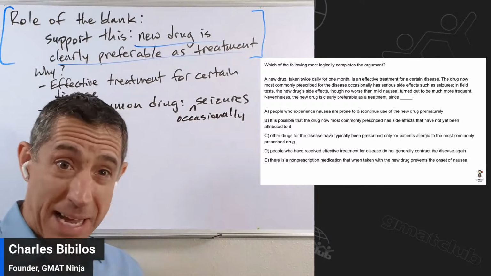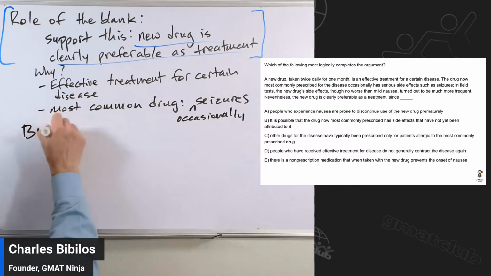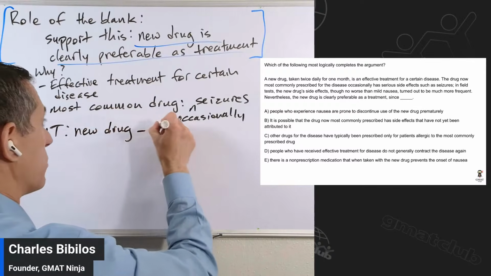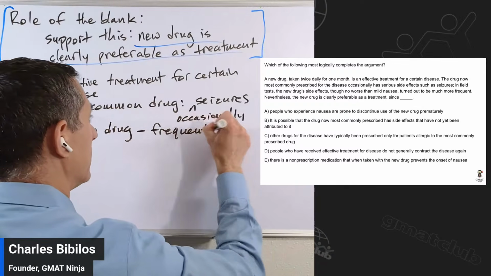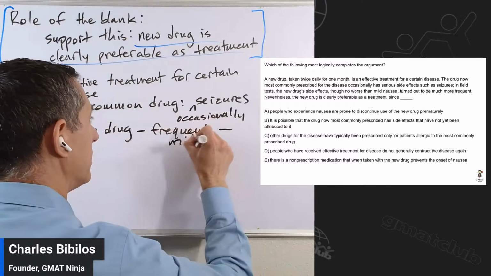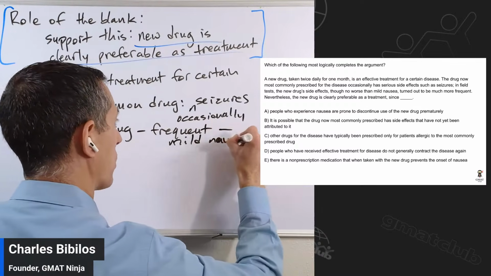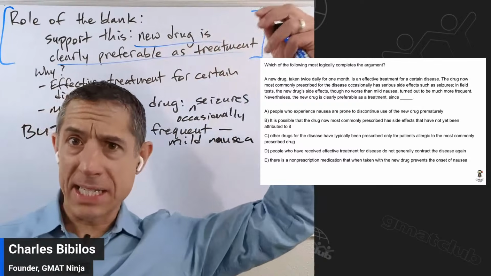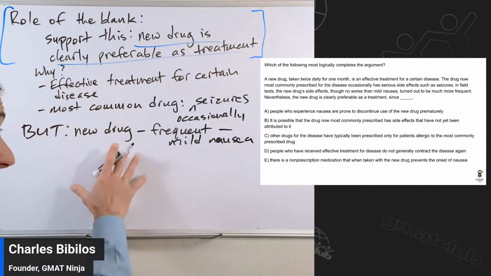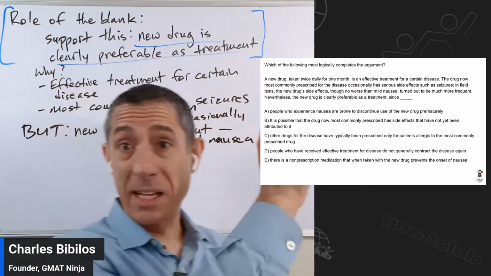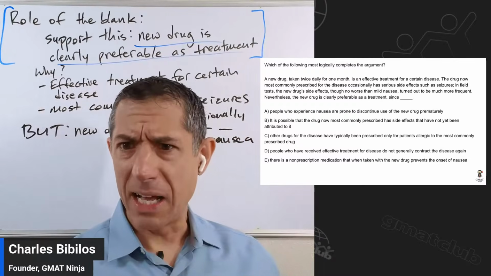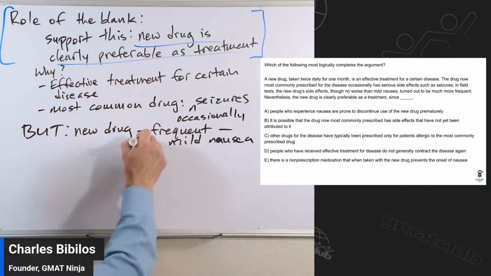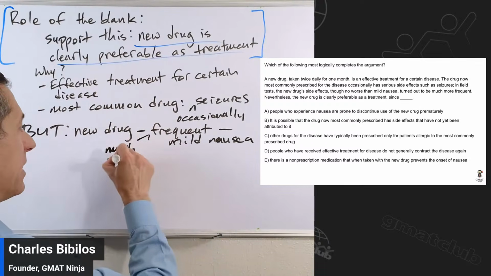And then the other part of this passage is there's a but. This new drug has more frequent side effects, and it's mild nausea, but it's more frequent. So what are we trying to do? We're trying to support this statement that the new drug is clearly preferable as a treatment, despite the fact that there are frequent side effects, though no worse than mild nausea, but they're much more frequent. Well, that sounds bad.